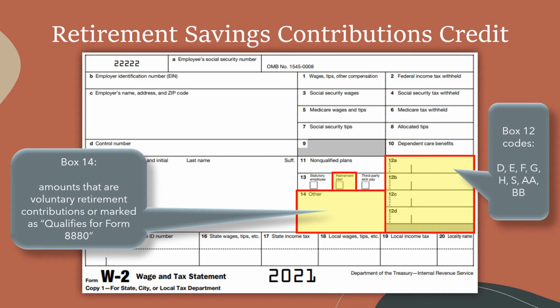So if that box is checked, again, we want to be talking with our taxpayer and asking them questions about, "Oh, I see you put into a retirement plan. Can you tell me a little more about that?" And then box 14. Sometimes there's information in there regarding voluntary retirement contributions, and they'll usually be marked as qualifies for Form 8880. And then you'll know that you'll be looking at entering some information into TaxSlayer about this credit.